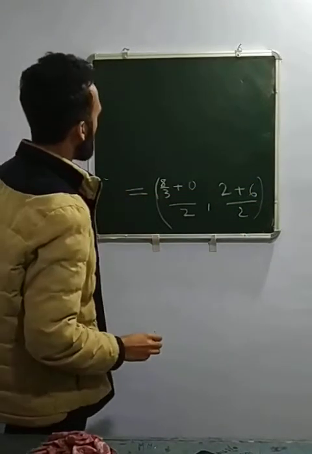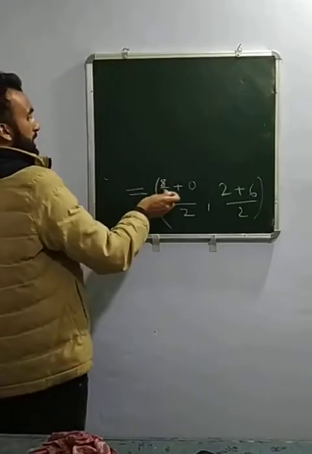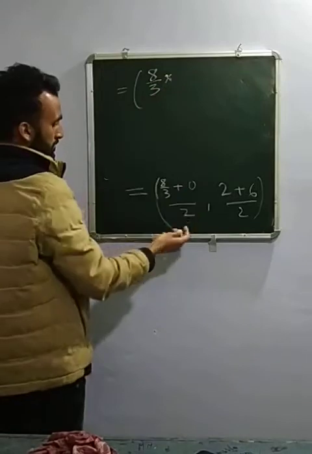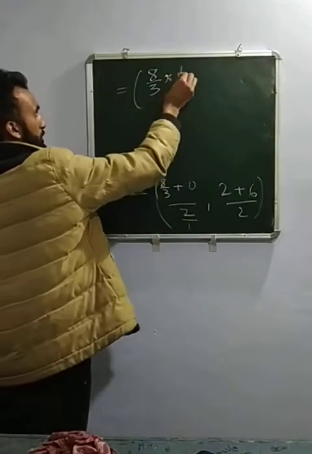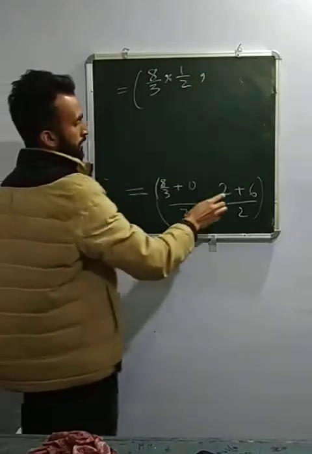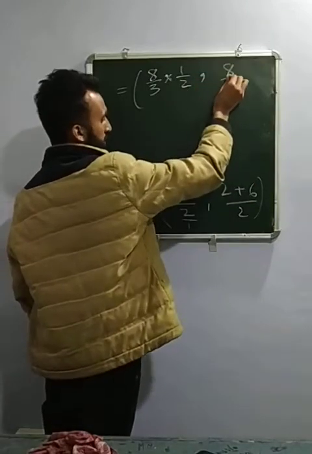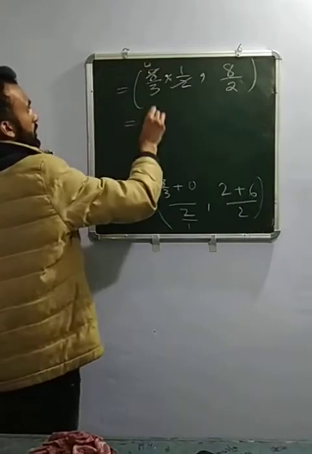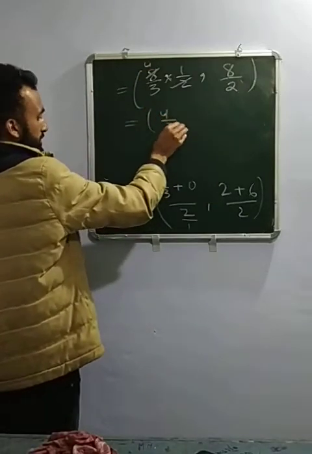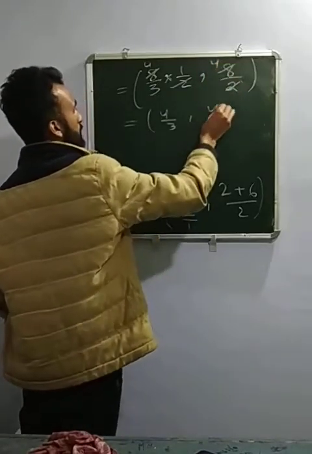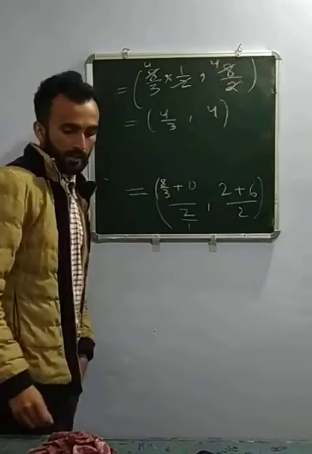8 by 3 plus 0 is nothing but 8 by 3 into, this is reciprocal, 1 will go up, 2 will come down, reciprocal, remember. Comma, this is nothing but 8 by 2. So this one I can cancel, 4, so this becomes 4 by 3, comma, this one I can cancel, 4. So this is the answer.